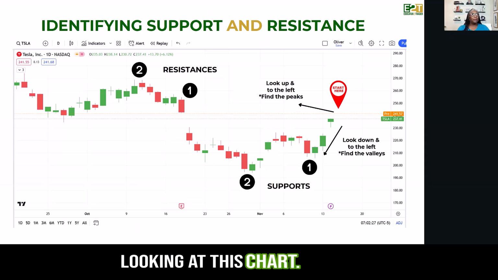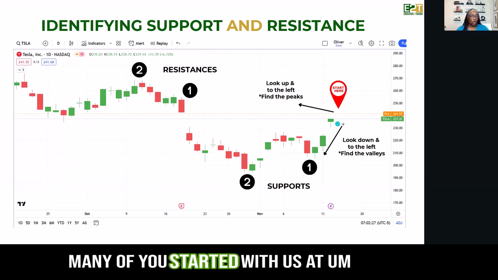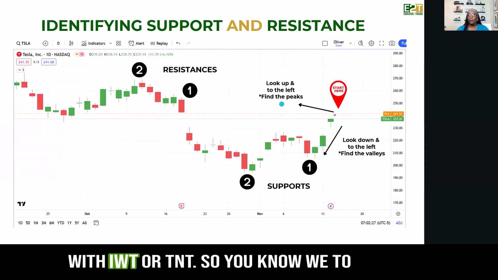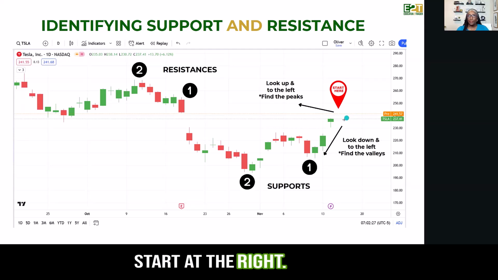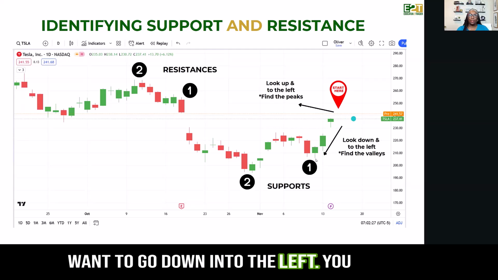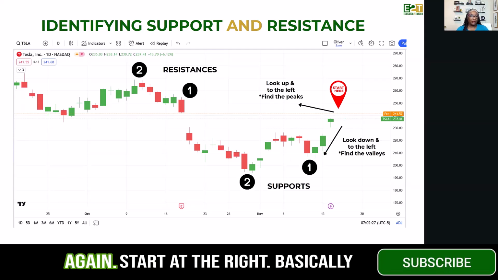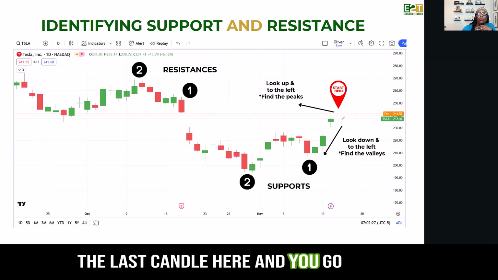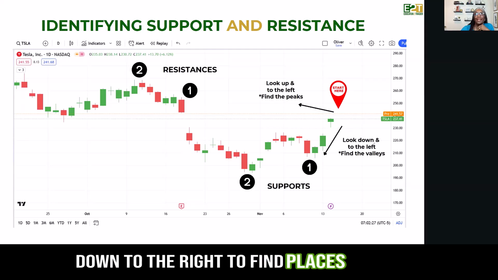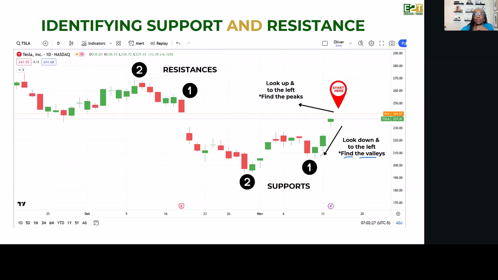Looking at this chart, start over here at the right, and many of you started with us with IWT or TNT, so we start at the right. If you're looking for support, you want to go down and to the left. Let me get my pencil again. Start at the right, basically the last candle here, and go down to find places where there are valleys. You see, I say find the valleys.